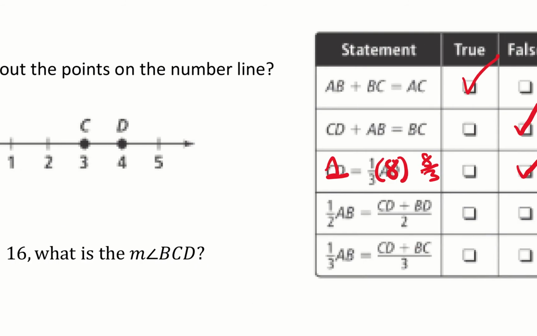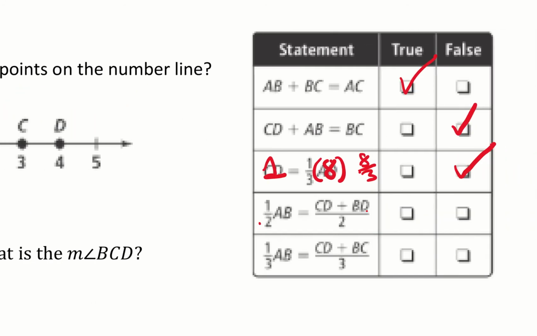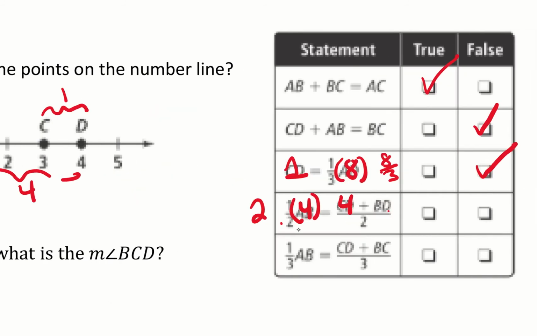All right. 1/2 of AB equals CD plus BD divided by 2. So AB is 4, and half of 4 is 2, right? And then CD plus BD divided by 2. So CD is 1, BD is 4. 4 plus 1 is 5. 5 divided by 2 is not the same thing as 2. This is false.